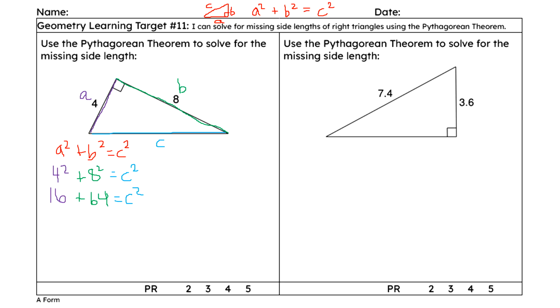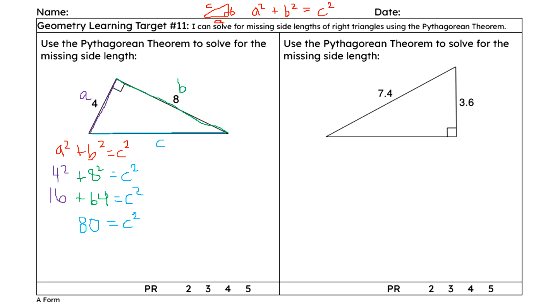All right, so now let us add up the 16 and 64. I think I know what that is. Yes, that is 80. So I'm going to get 80 is equal to C squared. And now I've got to figure out what that C has to be. So what number can I multiply by itself to get 80 as an answer? Well, let's see. It can't be 9, because 9 times 9 is 81. So I think it's going to be just a hair less than 9. It's going to be 8 point something.